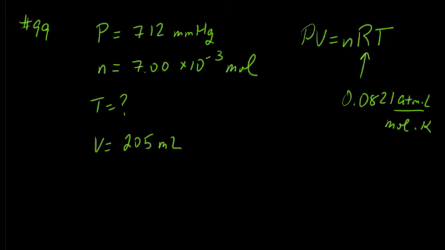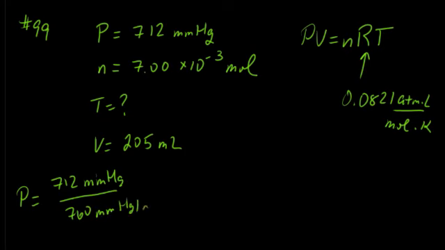All right, well, we need to rearrange some things here. Pressure we have in millimeters of mercury, and we need it in atmospheres. We know that a normal atmosphere is 760 millimeters of mercury. So our corrected pressure, 712 millimeters of mercury over 760 millimeters of mercury per atmosphere, is going to give us 0.937 atmospheres. All right, so that's good.